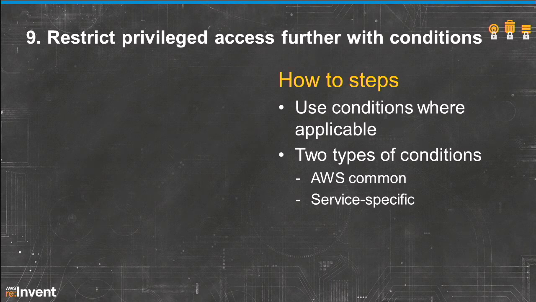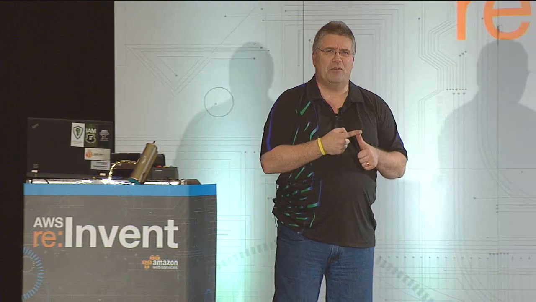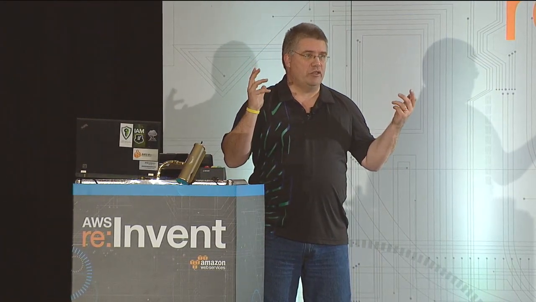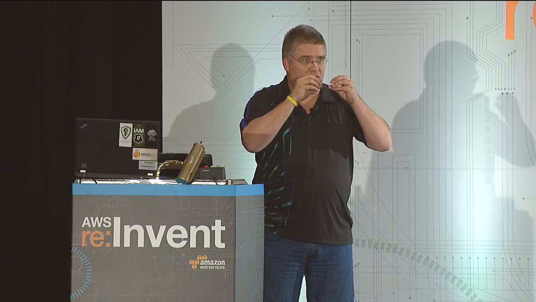Two types of conditions. There's AWS common conditions. And there's also service specific. The common ones, there's six conditions. It's like time of day, secure transport, source IP, et cetera, et cetera. In the service specific, you would have to look at each service because some services have hundreds of conditions that you can go in and control, once again, to get very, very granular with regards to the access.